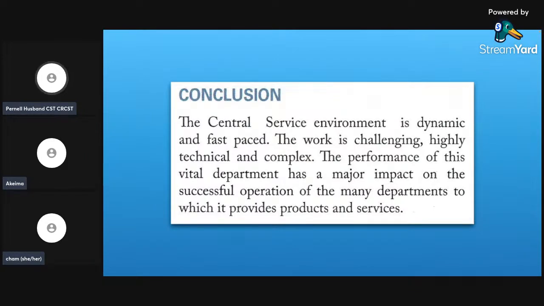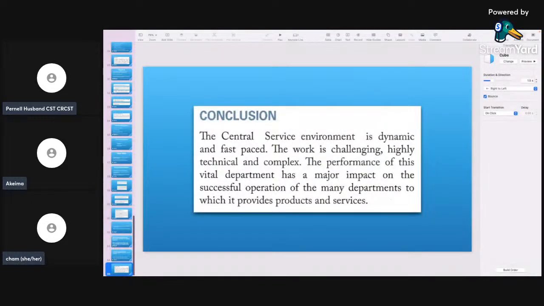The central service environment is dynamic and fast-paced. The work is challenging, highly technical and complex. The performance of this vital department has a major impact on the successful operation of many departments to which it provides products and services.